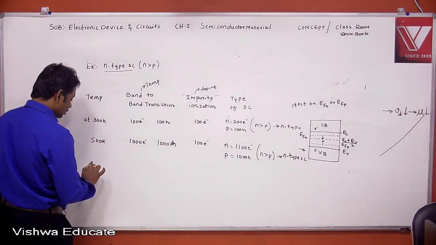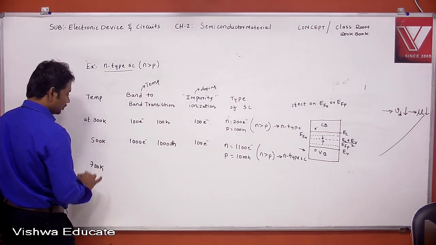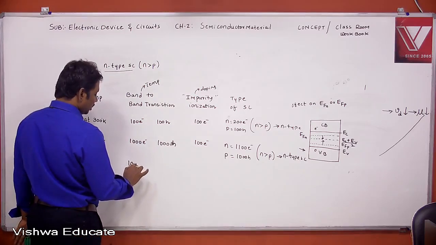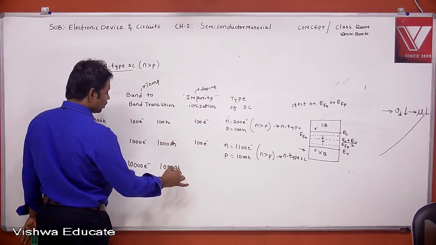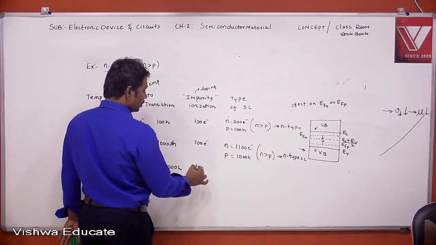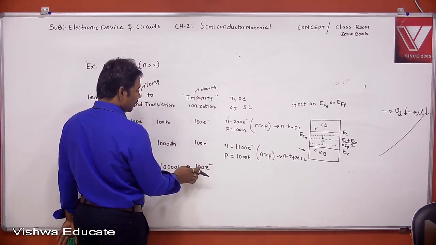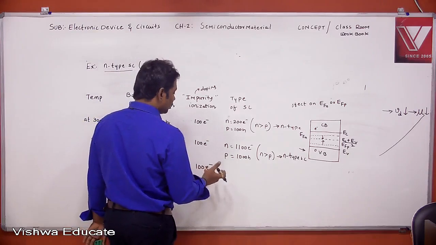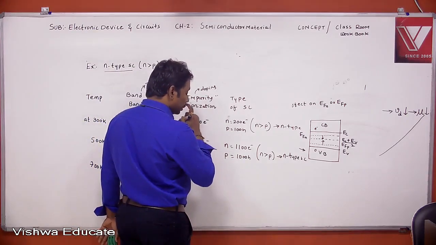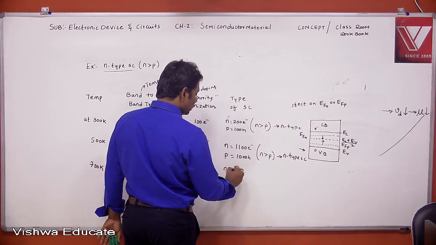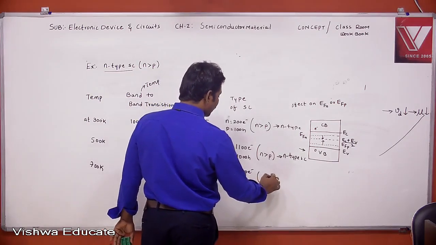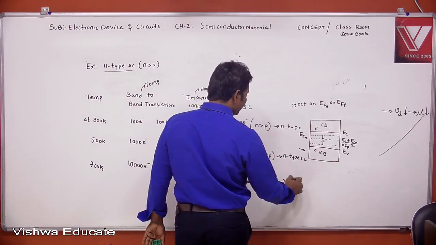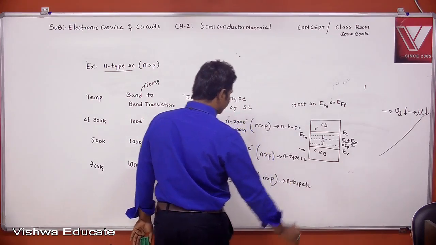Now I am increasing the temperature to 700 degrees Kelvin, right? Now this will become what? Actually 10,000 electrons, and let us say this is 10,000 holes, and this is 100 electrons, because impurity ionization does not change with temperature. Now the total number of electrons is n equal to 10,100 electrons, and the holes will be 10,000 holes. Again clearly n greater than p. N greater than p means the type of semiconductor is n-type semiconductor, right?